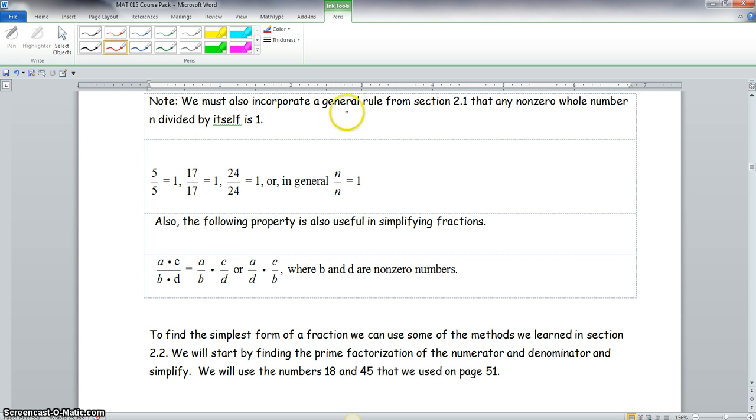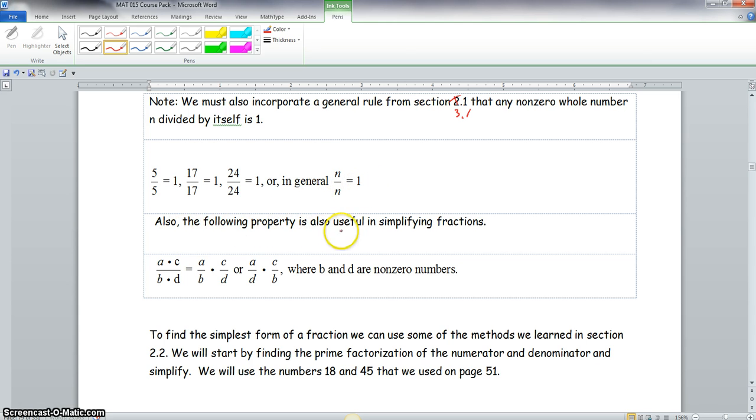We must also incorporate a general rule from section 2.1. Actually, it's section 3.1 for our class. Section 3.1: any non-zero whole number n divided by itself is 1. Okay, 5 divided by 5 is 1, 17 divided by 17 is 1, 24 divided by 24 is 1, or in general, n divided by n is equal to 1.